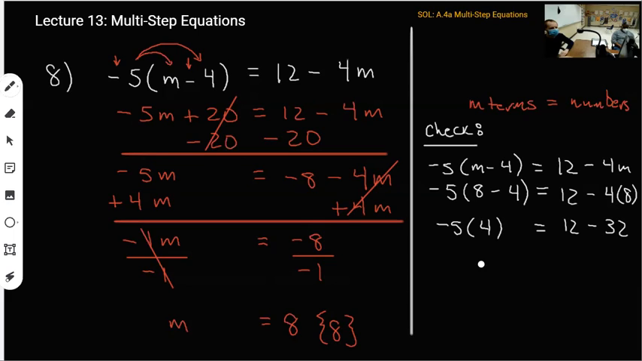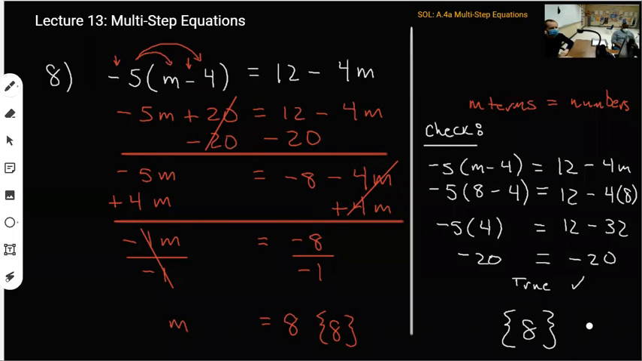On the left-hand side, I have -5 times 4. That's going to give me -20. And then on this side, I should get -20 for it to work. And indeed, I do, because 12 minus 32 is -20. So I get that classic true statement. That means that 8 is going to belong inside the solution set. And it's the only number that does. All right, so that's number 8.